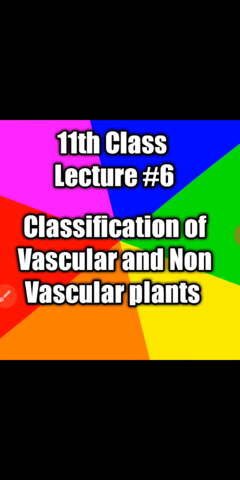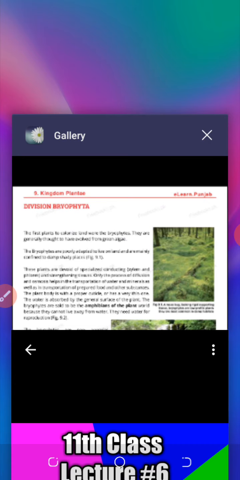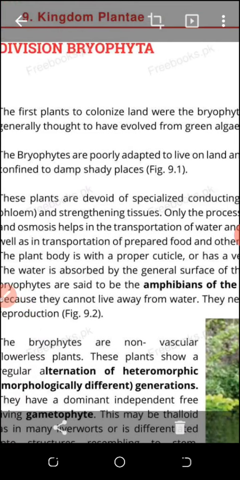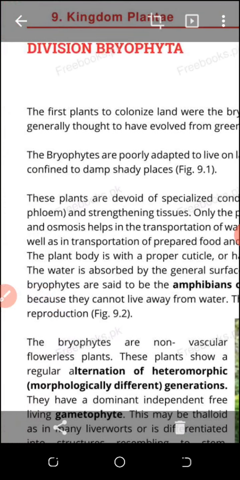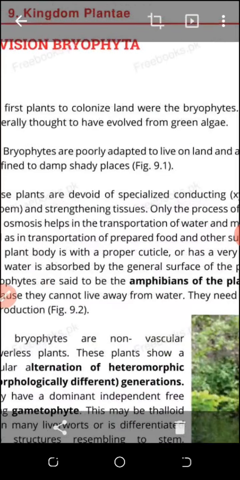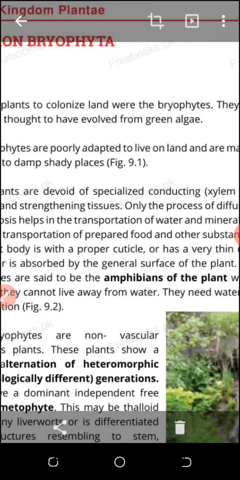First year class, lecture number 6, classification of vascular and non-vascular plants. In that sense, I will explain the bryophyta. First of all, what are the bryophyta? They are less developed plants. Less developed means that they came in plant groups, but due to their evolution towards the land habitat, they are more developed than algae, and they live near water.